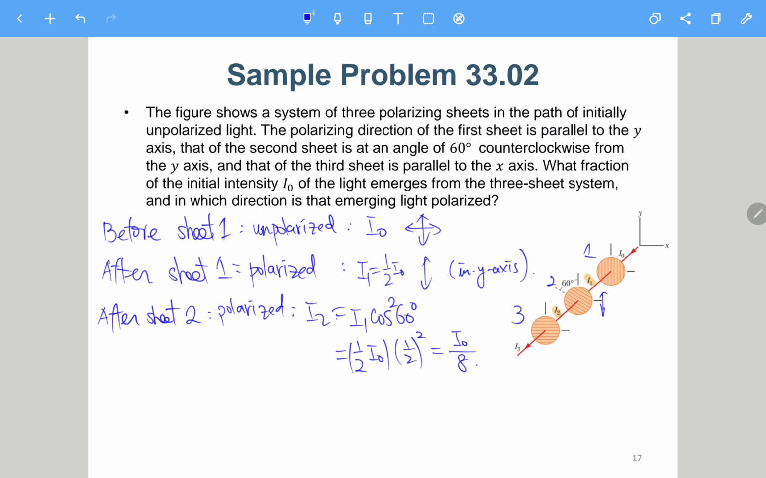for I2. And then after sheet 3, it is polarizing like this. This is 60 degrees counterclockwise from the y-axis, so this is the polarizing angle. After sheet number 3, it is of course polarized.